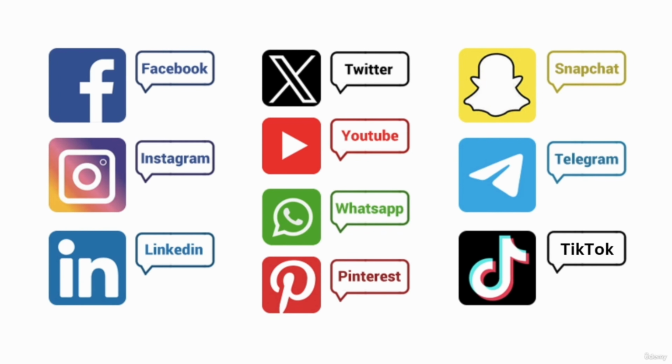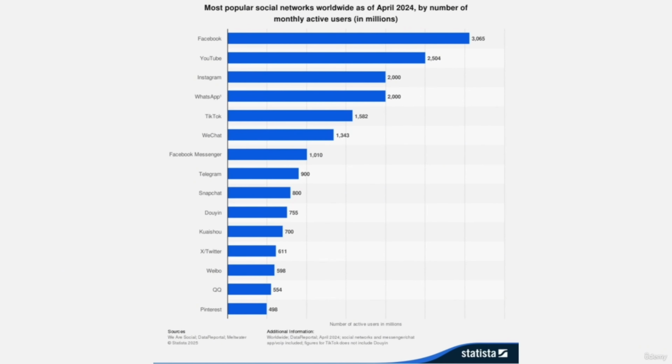Common social media platforms are Facebook, Instagram, LinkedIn, Twitter, YouTube, WhatsApp, Pinterest, Snapchat, Telegram, and TikTok. If we go by the number of monthly active users, then the top 5 platforms are Facebook, YouTube, Instagram, WhatsApp, and TikTok. Each platform has its own unique features and user base. For example, LinkedIn is best for professional networking, while Instagram excels at e-commerce and visual content. Choose your platform based on where your target audience is most active.